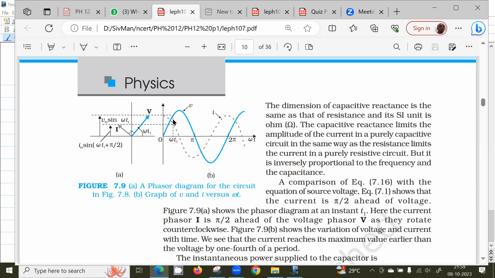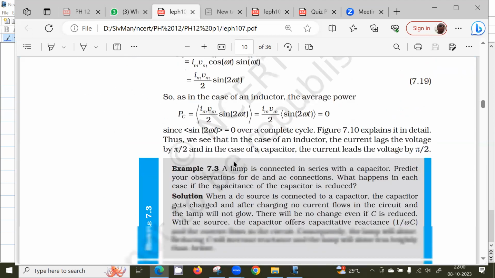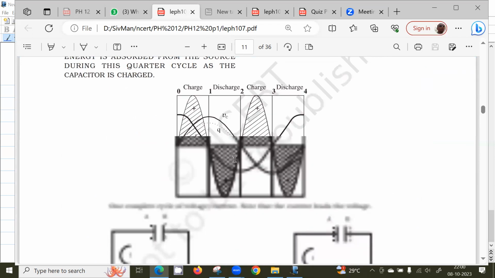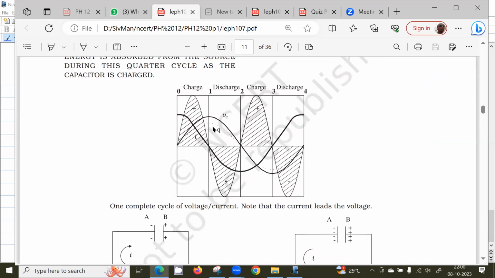In the first quarter, voltage is positive, current is positive, so power is positive. In the second quarter, from here to here, voltage is positive, but current has become negative, so power is negative. In the third quarter, both are negative, so power is positive. In the fourth quarter, voltage is negative, current is positive, so it's negative. So power is equally positive and negative, so average power is 0 here. Voltage here is taken as sine, and the current is cos. You have to divide into four quarters: first, second, third, fourth.